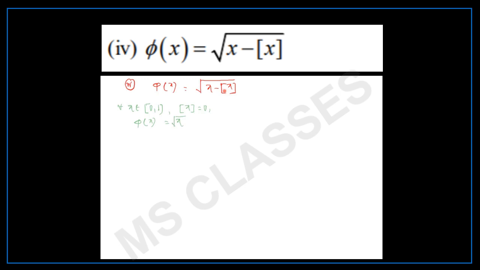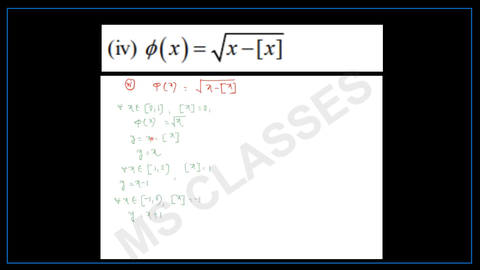Now, if we take y equal to x minus box x, then in this interval y is x. Similarly, if we take another interval, for all x belongs to 1 to 2, open, box x is 1. So y is x minus 1. Similarly, if we take another interval, minus 1 comma 0, box x is equal to minus 1. So y equals x plus 1.